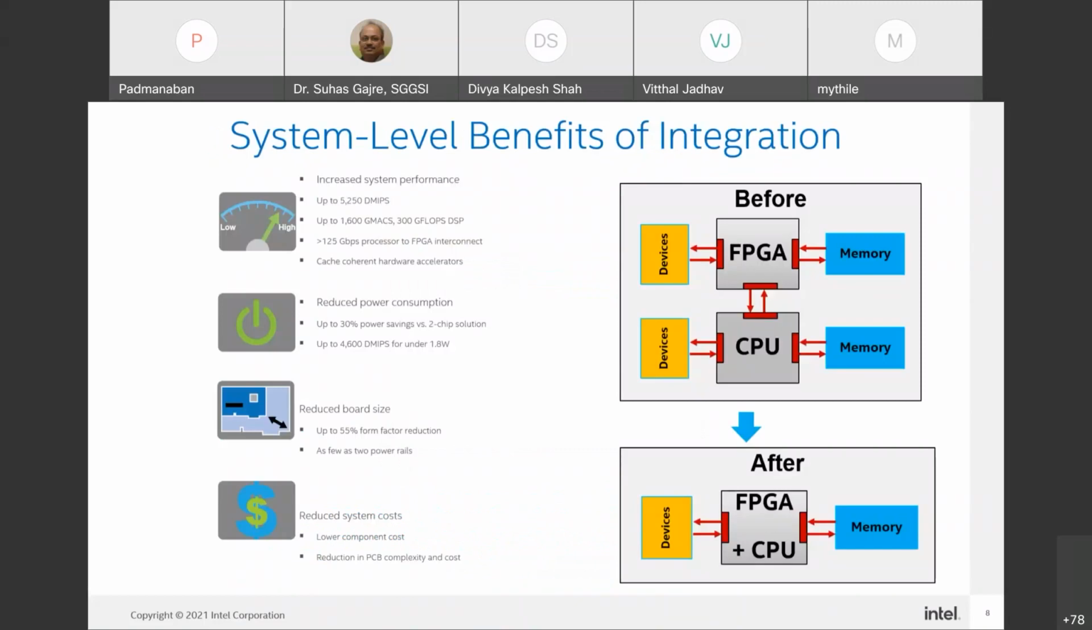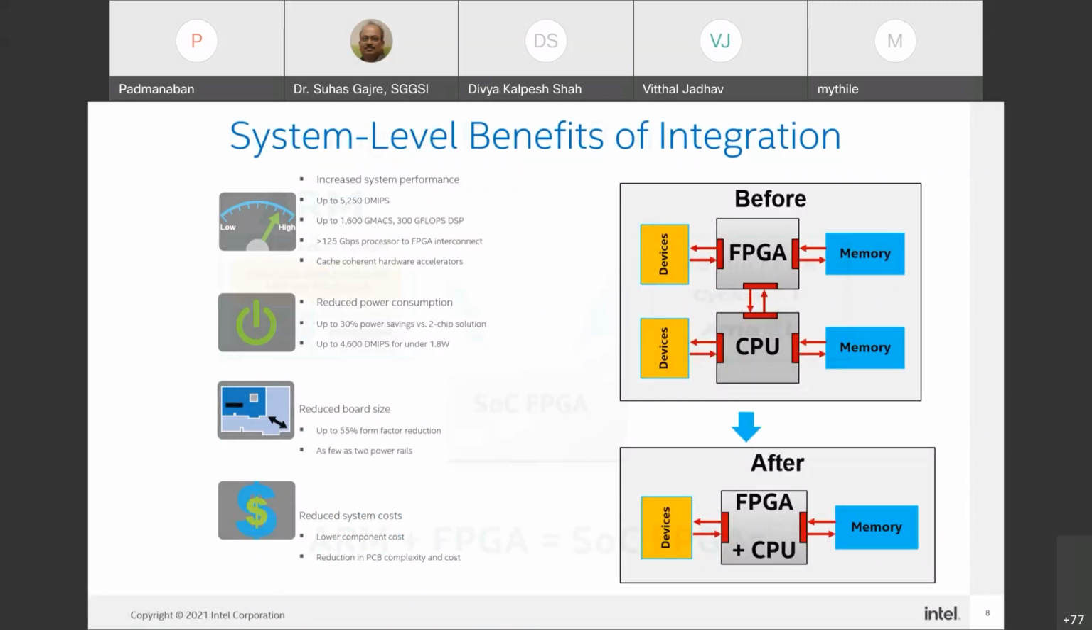What is the advantage of this? Earlier, you had the FPGA separately and the CPU separately, but now you have FPGA plus CPU, both put together in a single chip. What is the advantage? Increased system performance, reduced power consumption, reduced board size, and reduced system cost. All of that is possible, right?